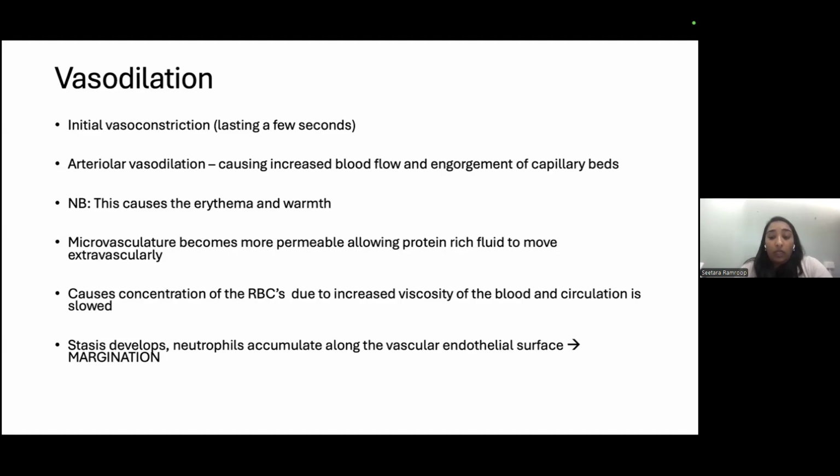Now, with the vasodilation, there's also increased permeability, which results in the exudation of the protein-rich fluid, which moves extravascularly, which can cause edema. It also causes the concentration of the red blood cells to increase, which would cause increased viscosity within the lumen of the blood vessel wall. And then there's slowing of the flow of the blood, which causes stasis. Now, the red blood cells tend to flow within the central axis of the blood vessel, and that pushes the leukocytes towards the periphery of the blood vessels, and that is what is called margination.